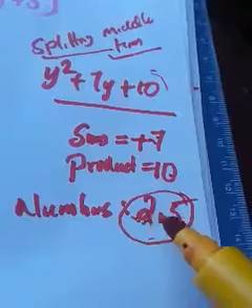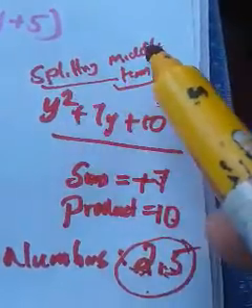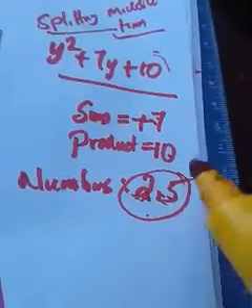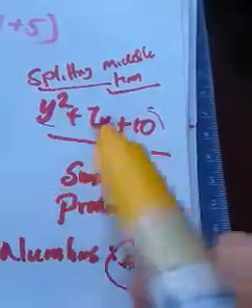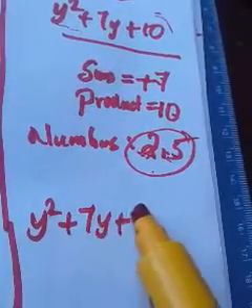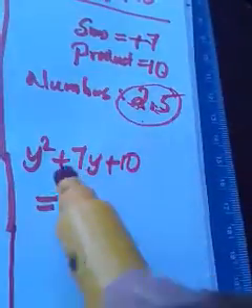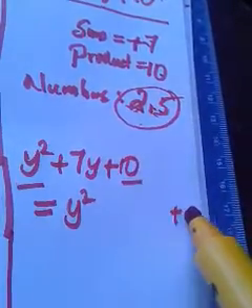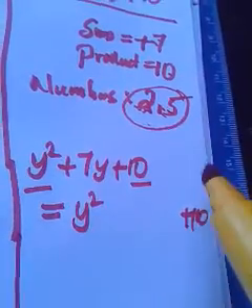So the numbers are 2 and 5. This method is known as splitting the middle term. From the headline itself, you may understand that. After calculating these two numbers, let me write the numerator as it is: y square plus 7y plus 10 is equal to, y square as it is, plus 10 as it is. The first term and last term remain without any change.